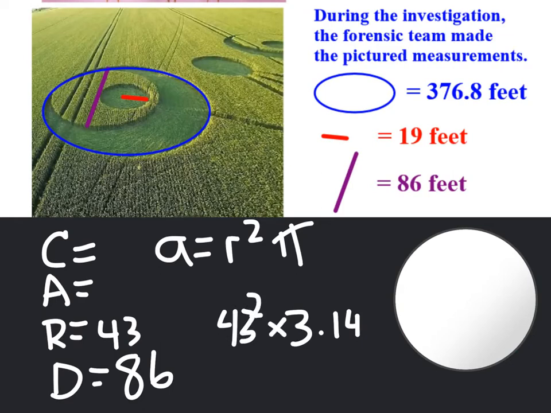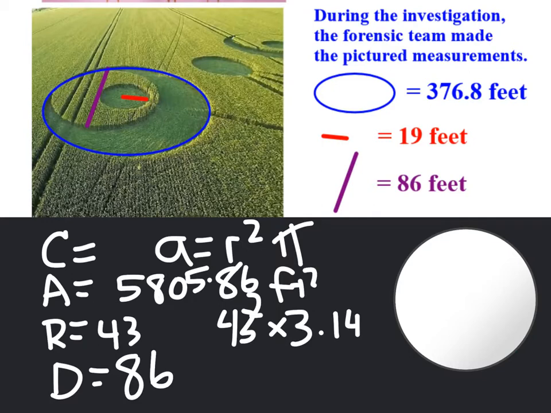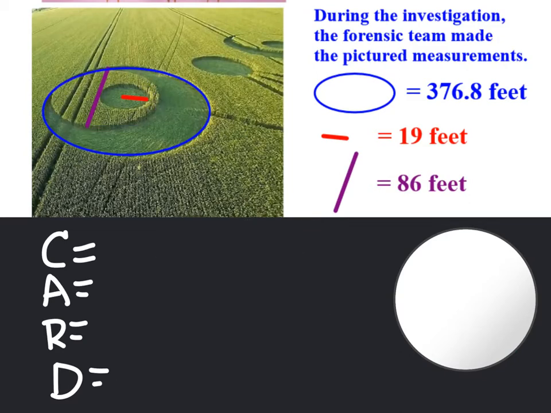When I do that, I get an answer of 5,805.86. And now, since we took radius times radius, we took units times units, we're in units squared, so these would be squares. It would take 5,805.86 squares to cover that circle. All sorts of little squares to cover it.